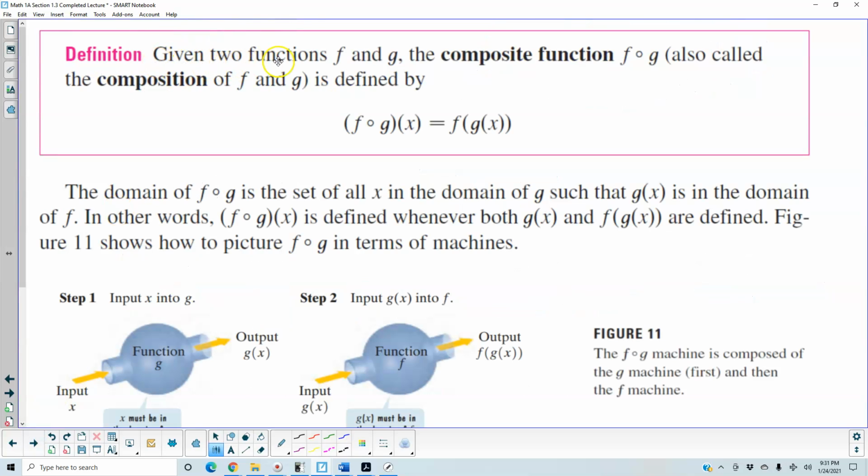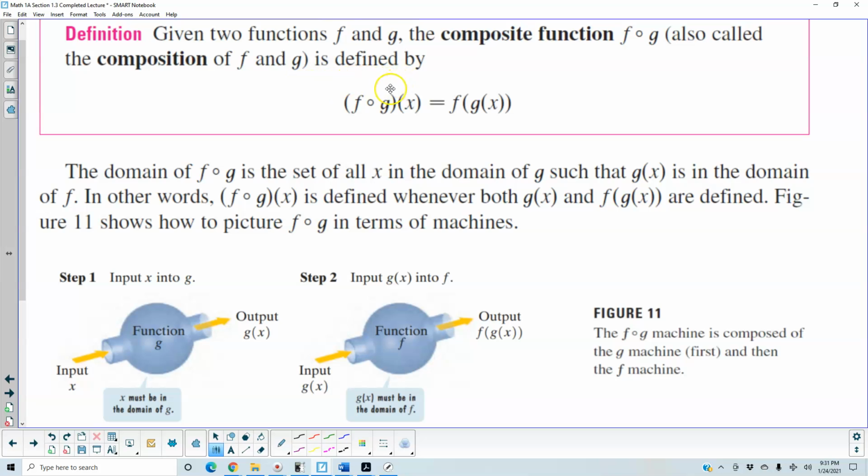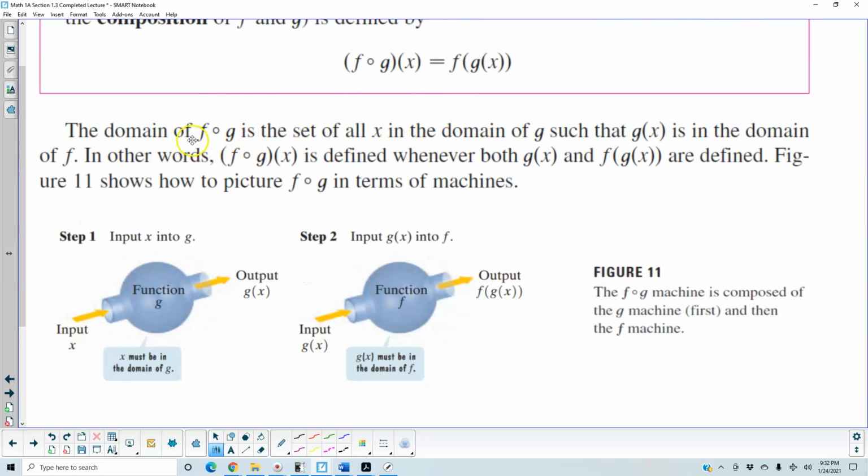Next definition. Given two functions f and g, the composite function f composite g, also called the composition of f and g, is defined by the following. F composite g of x is equal to f of g of x, where g of x becomes the input of f. Now, the domain of f composite g is the set of all x in a domain of g, such that the function g of x is in the domain of f.